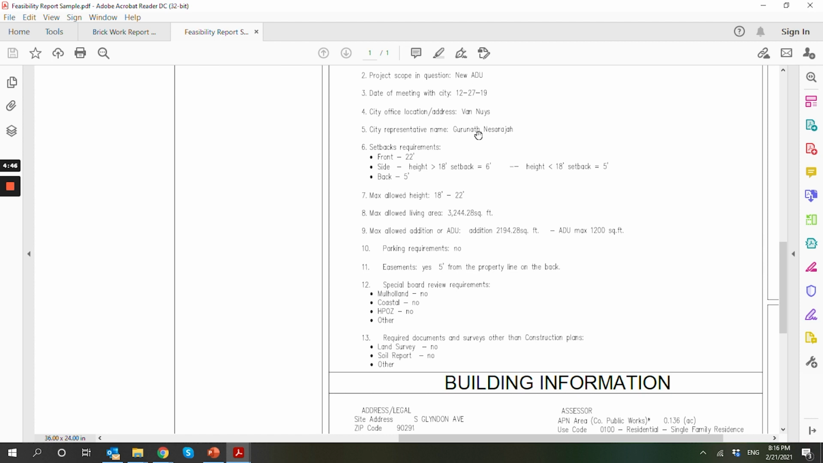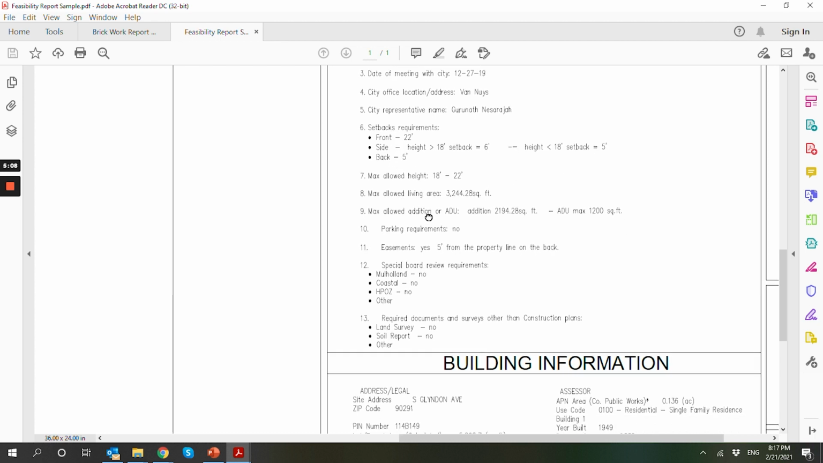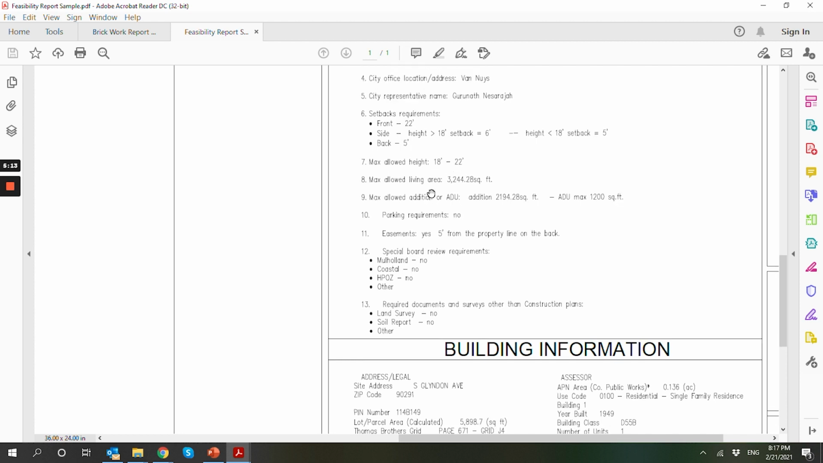And then we're going to put what the setback requirements are. You can see that for this one specifically, we have front 22, side it's going to be 6 foot setbacks and 5 foot setbacks. Those are, by the way, for the main house. Okay, for the side, for the ADU it's going to be 5, and on the back it's going to be 5. Okay, the max allowed height on this one specifically is between 18 to 22 feet. The max allowed living area is 3,244. It's for the whole lot itself, okay? And the max allowed addition or ADU, addition is this size and the ADU is this size.